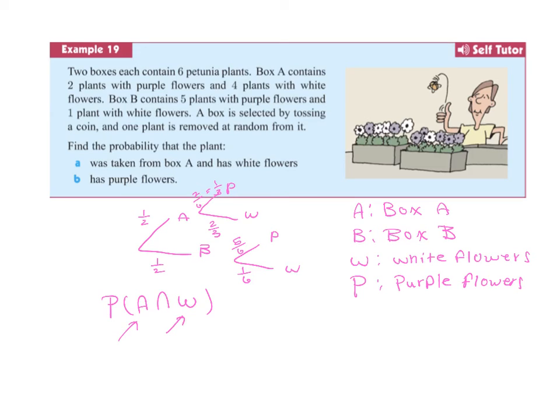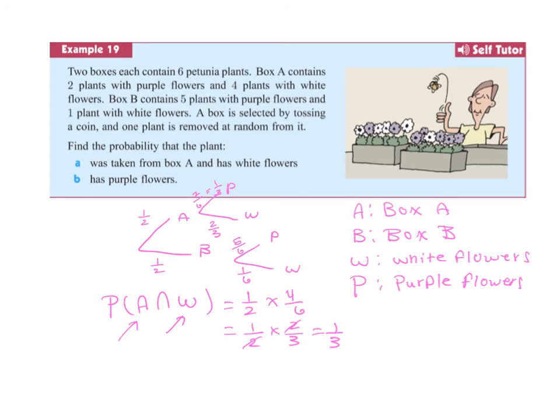So, to find this intersection, I am simply taking 1/2 times 4 out of 6. So 1/2 times 4 out of 6, which I reduced, right? So that's 1/2 times that 2/3, which is equal to 1/3.